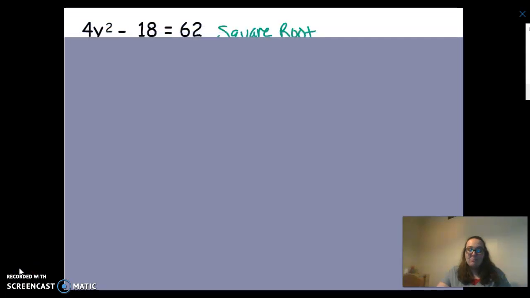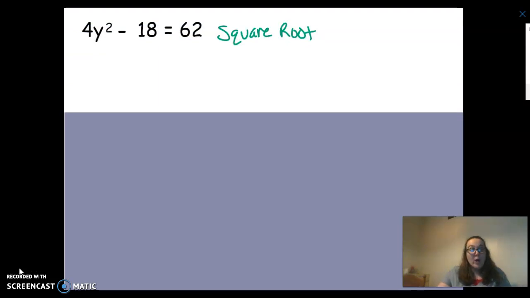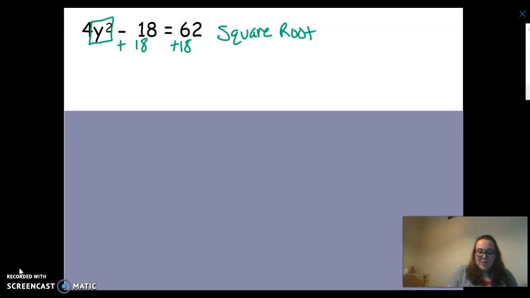That first question, how would you solve it? Well, this is a good contender for the square root because all I have is this y squared. Can I get that y squared alone? Yep, I can add the 18. If you haven't solved, go ahead and solve it. Then check your answer as you go here, so you can pause and play. So now I have 4y squared equals 80.